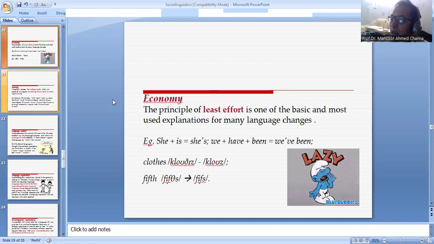The first cause is economy. The principle of least effort is one of the basic and most used explanations for many language changes. For example, she plus is equals she's. We plus have plus been is equal to we've been. Cloth is clothes, fifths.